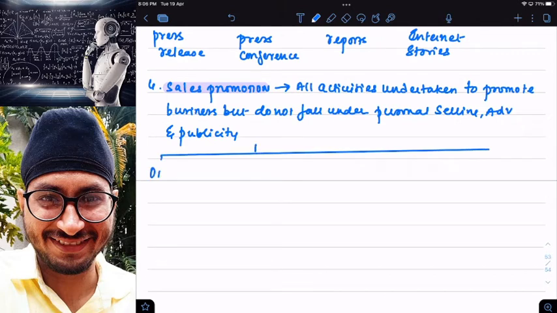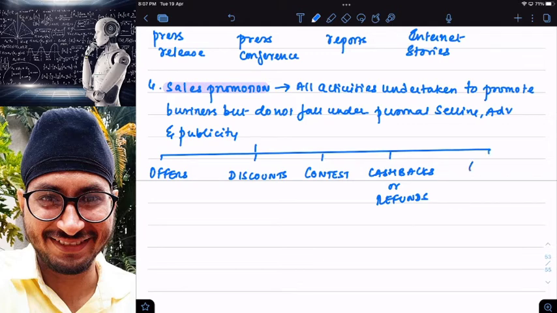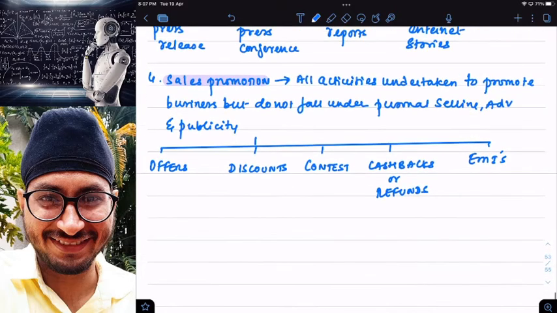I can give offers, I can give discounts, I can have contests with winners, then money refunds, or you can say cashbacks or money refunds. These schemes I can run. And I can also arrange for an EMI facility, EMIs, etc.